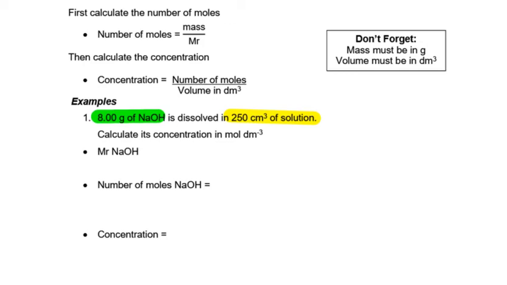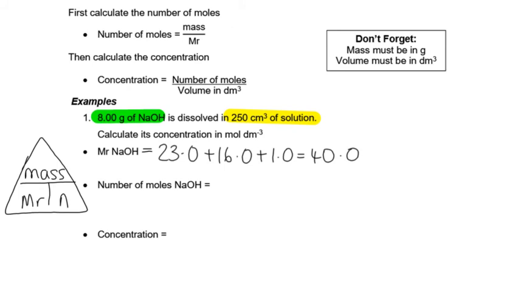And so the first thing that we're going to be able to do is turn that mass into a number of moles. And if we remember that mass is Mr times moles, we can work out that moles is mass over Mr. So we're going to need the Mr. So let's add up the Mr. So pause the video and add up the Mr of sodium hydroxide. So using the periodic table you should have got 40.